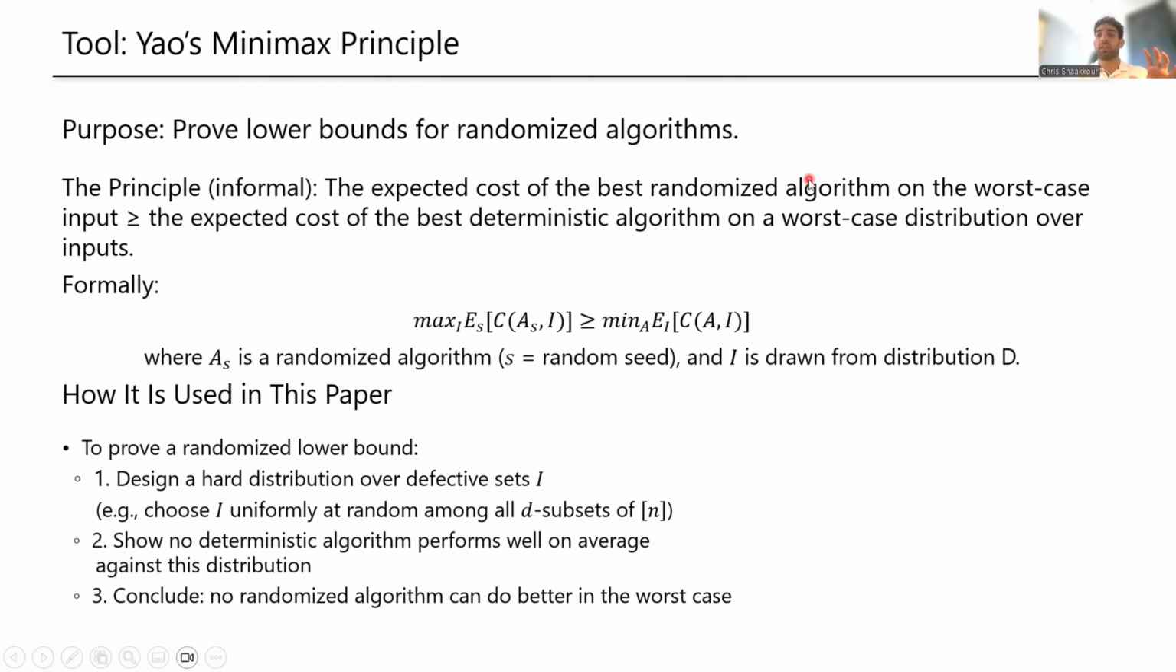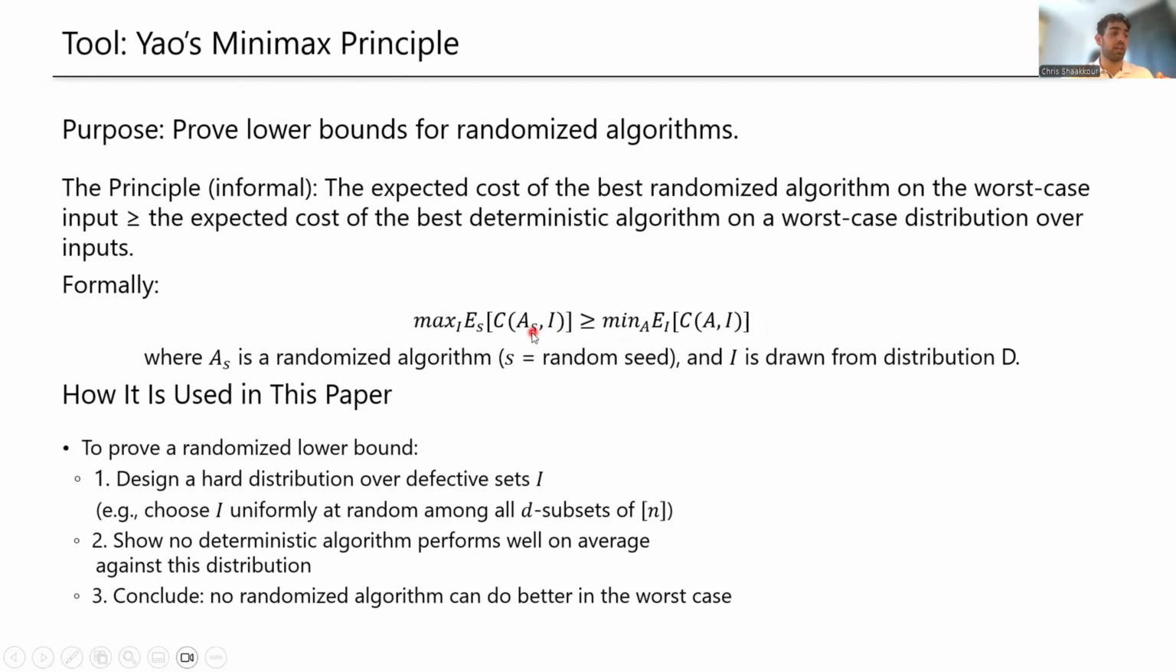So here we're moving from where the algorithm is randomized but the data is fixed, to finding a lower bound where the algorithm is fixed but the data is distributed very badly. So here we go. Let's take a notation of this math inequality. We are trying to take the expectation over the cost of A_S, where A_S is the randomized algorithm with seed S.